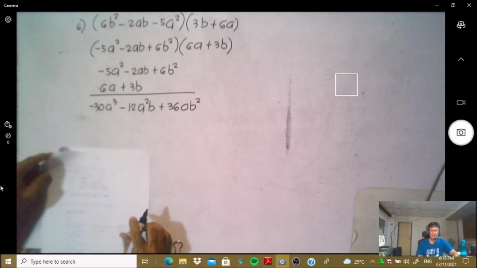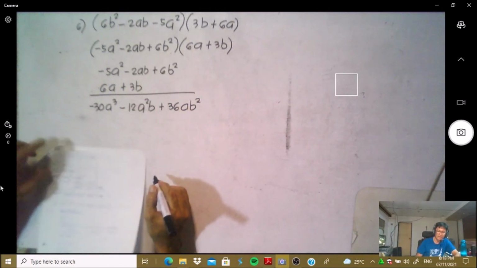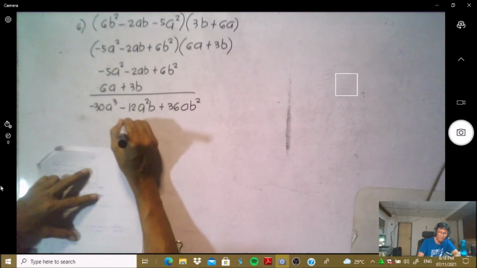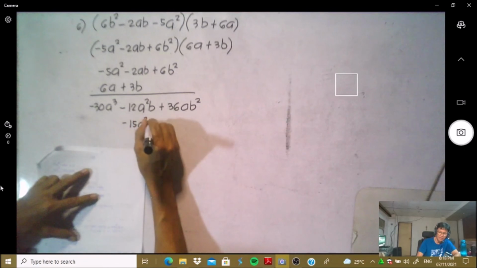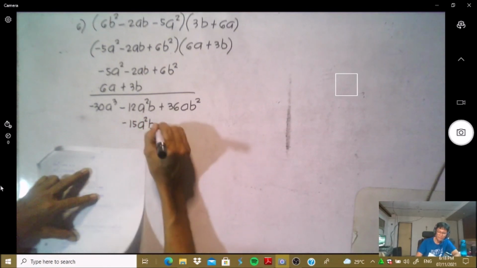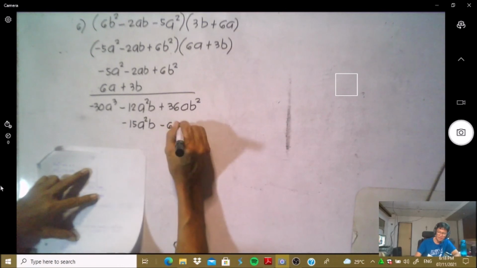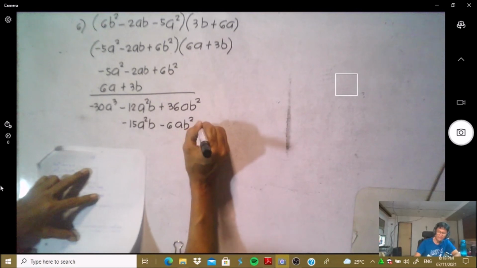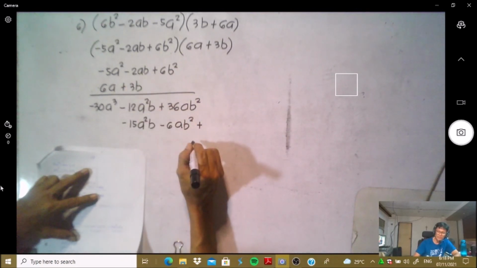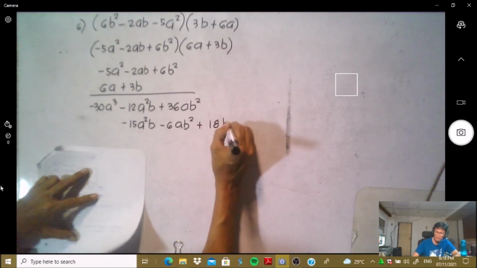Okay, then next, we have to multiply 3b with negative 5a squared. So we have negative 15a squared b. Then positive 3b times negative 2ab, that is negative 6ab squared. Then last, we have positive 3b times 6b squared, that is 3 times 6 is equal to 18, then b times b squared is equal to b cubed.